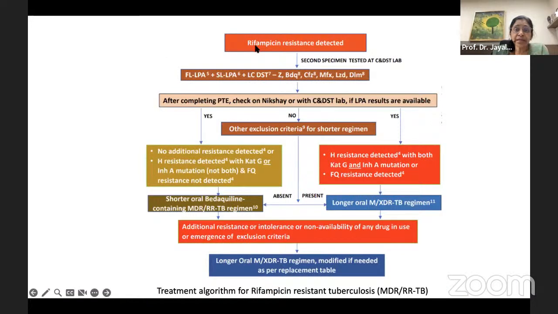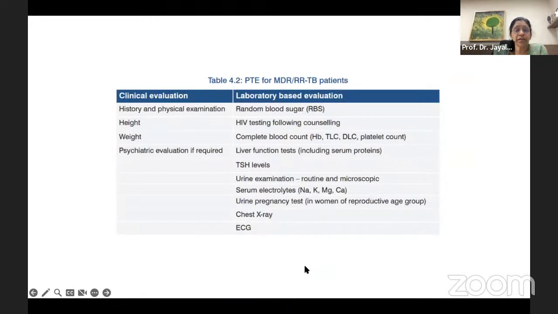And if there is rifampicin resistance, so initially if the patient comes to you with the symptoms of tuberculosis, first we will check for rifampicin resistance. If the patient has rifampicin resistance, then the patient will be tested again for other second-line drug resistance. And after completing that, the patient will go for the shorter oral bedaquiline-containing MDR regimen or the longer oral XDR-TB regimen. And if there is additional resistance or intolerance, then again the patient will go on the longer oral TB regimen.